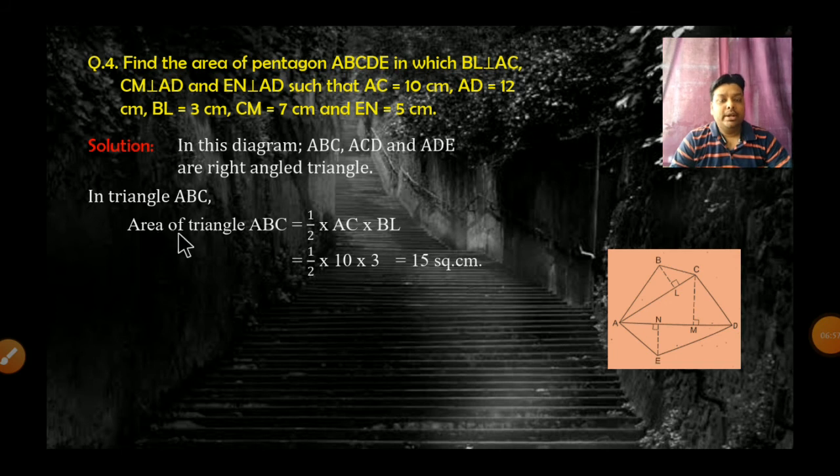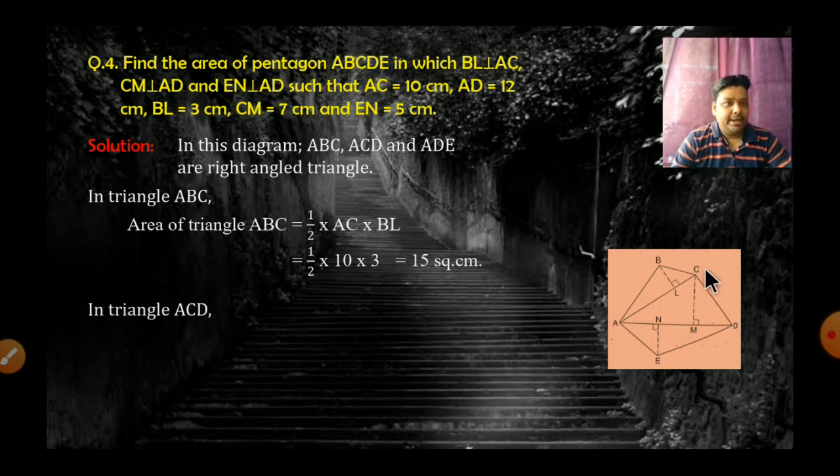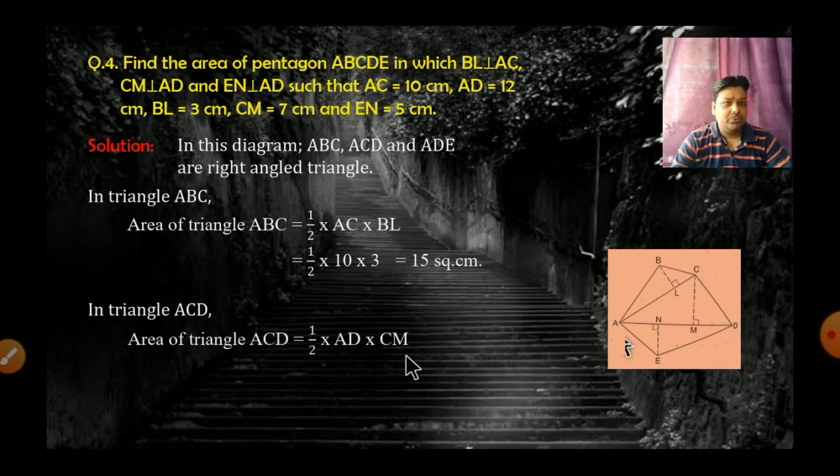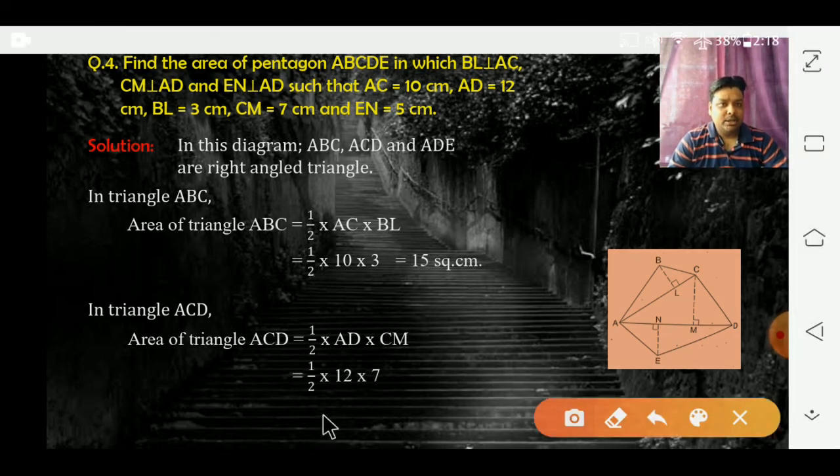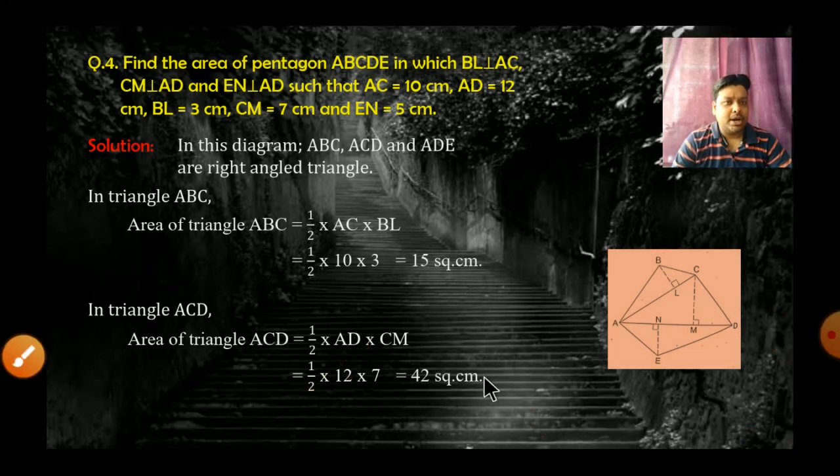So the area of this triangle ABC is what? 15. Now let's move to the next triangle, ACD. In triangle ACD, AD is the base and CM is the height. So 1 by 2 into AD into CM. What is the value of AD given? You can see here 12 centimeter and CM 7 centimeter. It means 1 by 2 into 12 into 7. Again, 12 is divisible by 2, so we can cut it as 6 times. 2 6s are 12 and 6 7s are 42. So we can write it as 42 square centimeter because it is area.